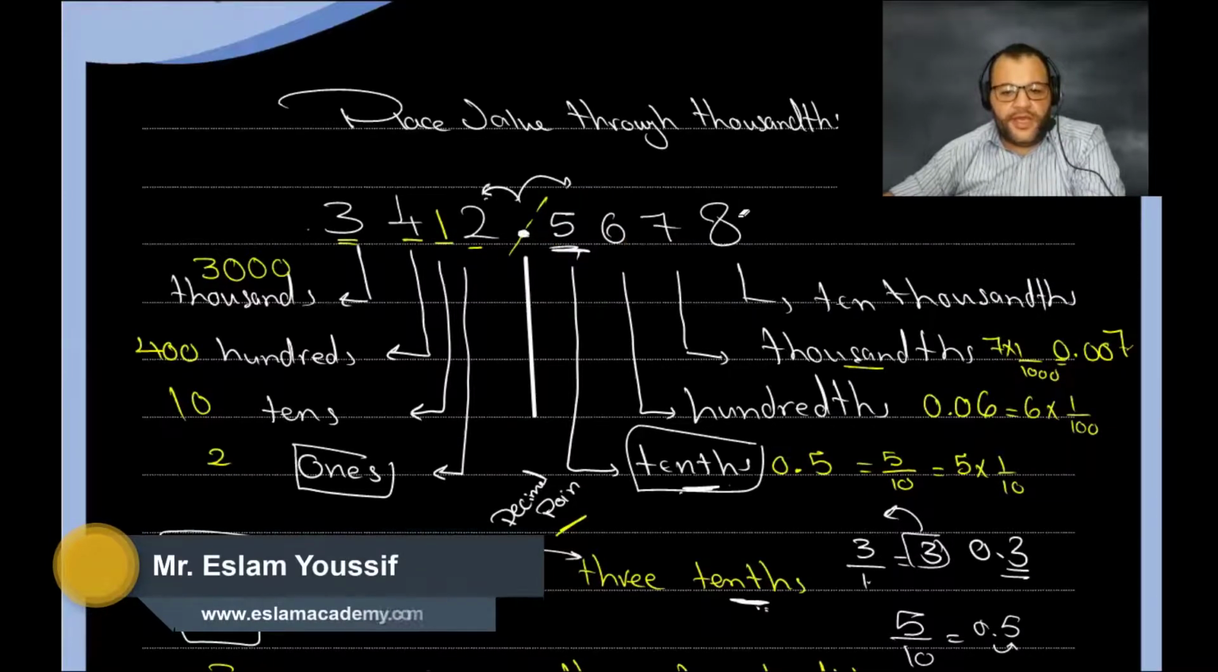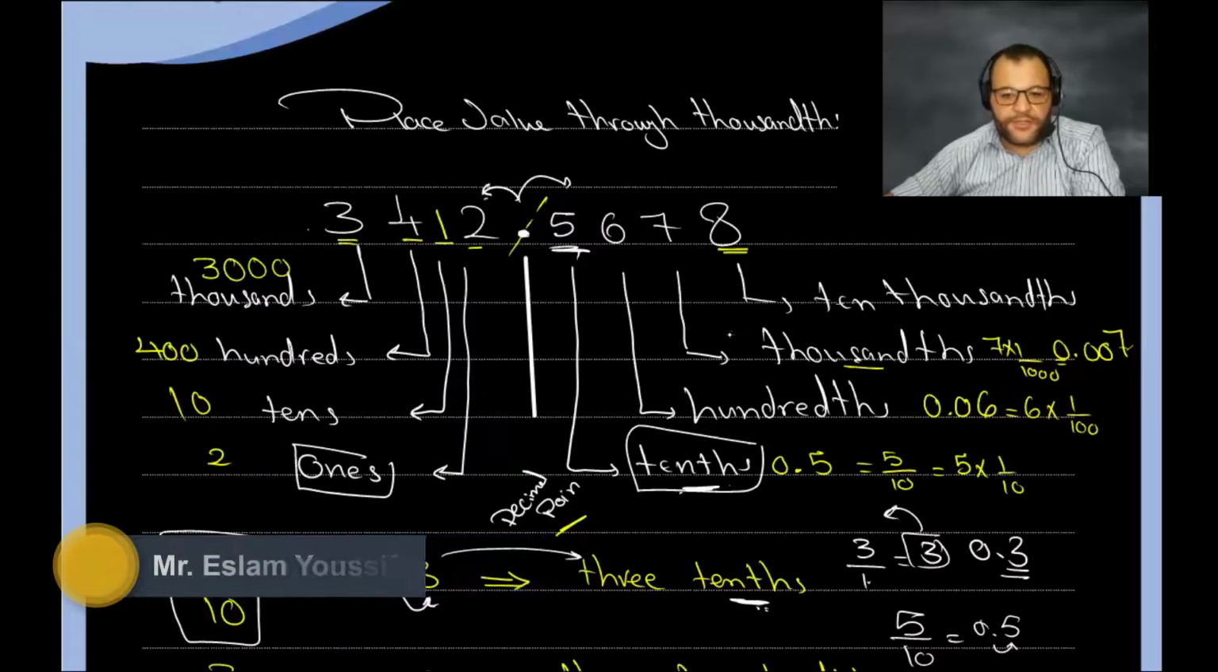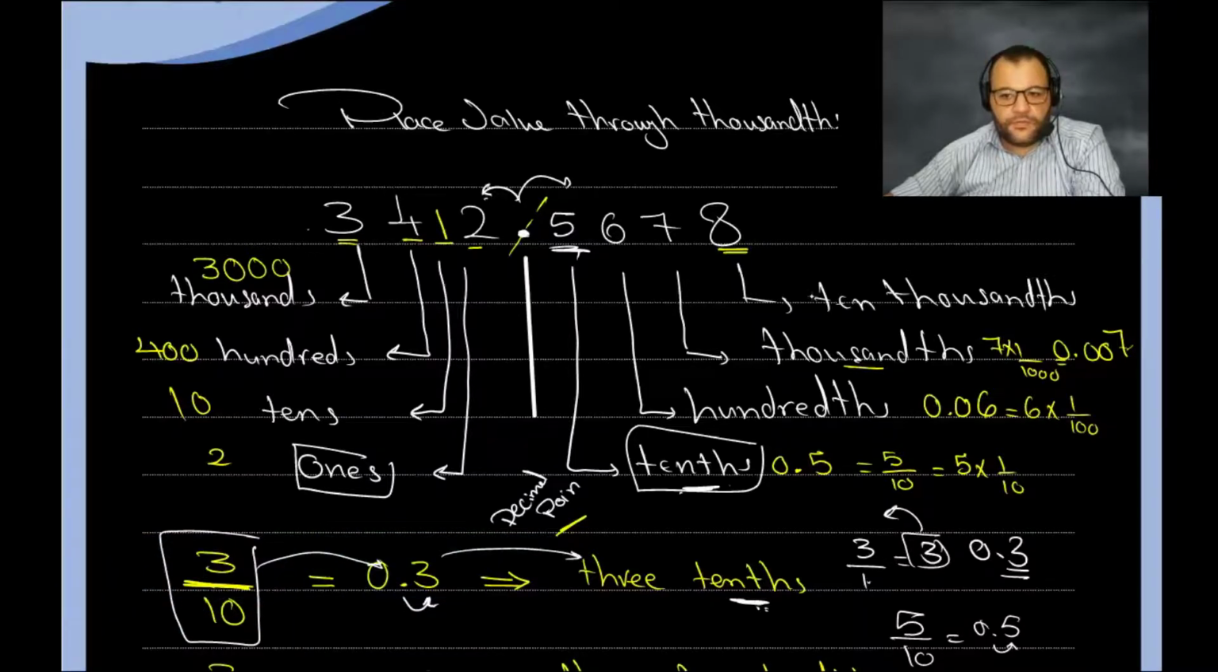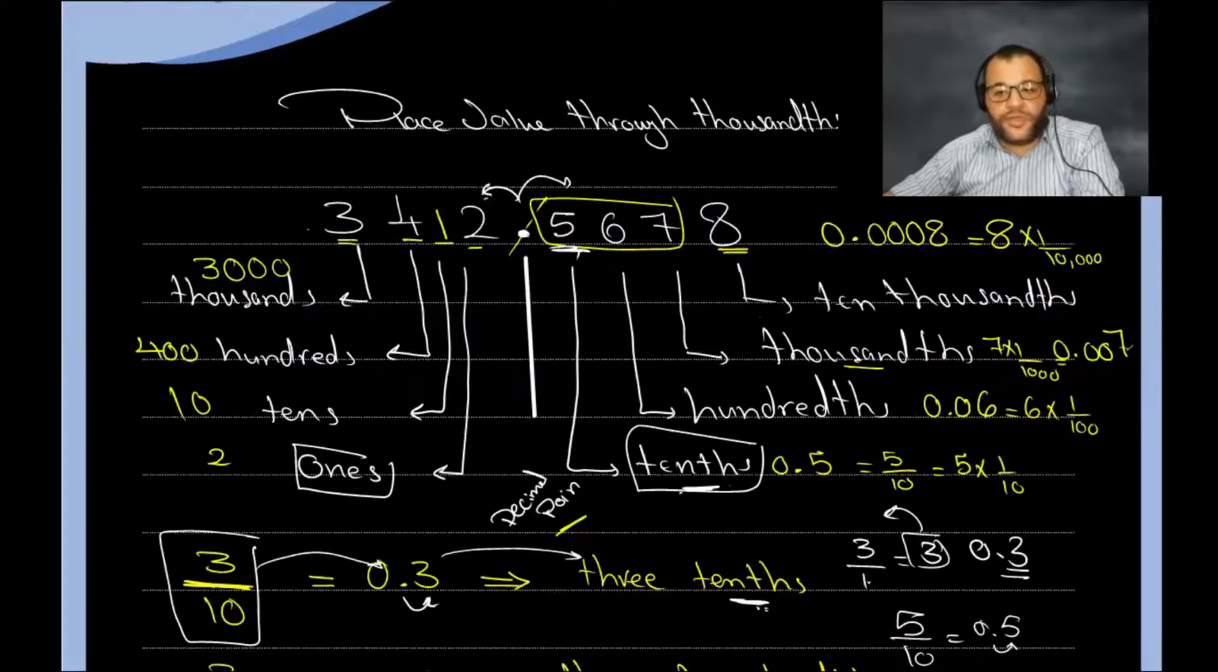Can you solve with me 8? I need to find the value of 8. How can I write the value of 8? 8 multiplied by 1/10,000. So I need to write it as a number. So 8. How many digits before 8? 3. So I will write 3 zeros, then put the point. So it will be 0.0008.